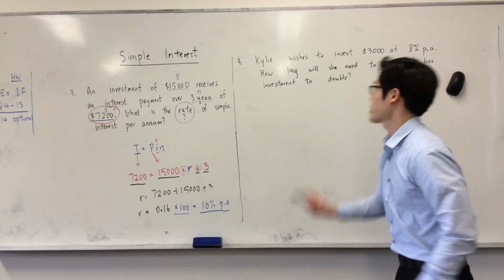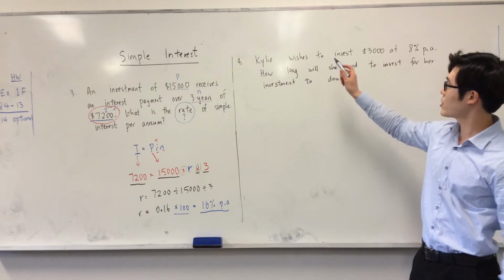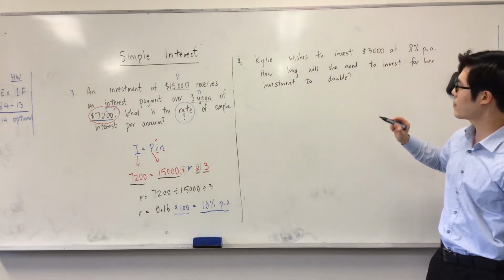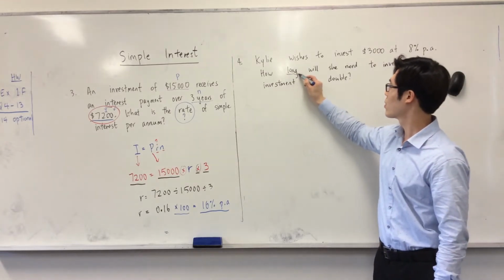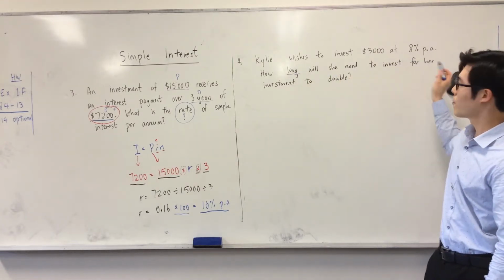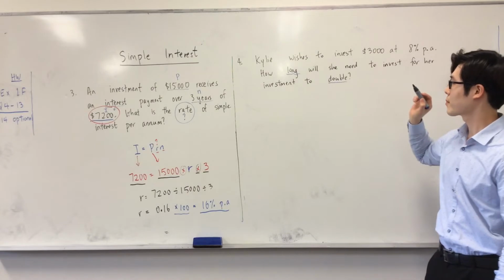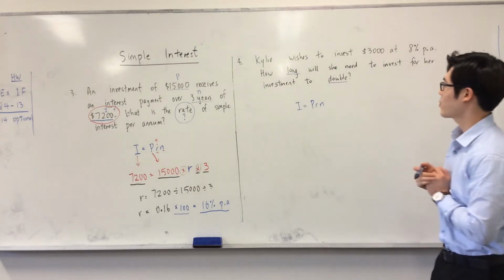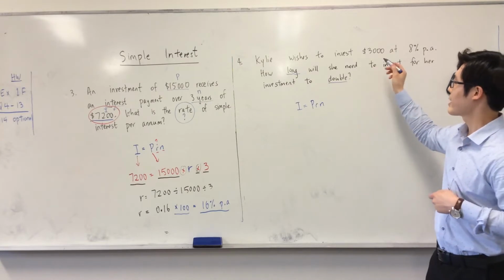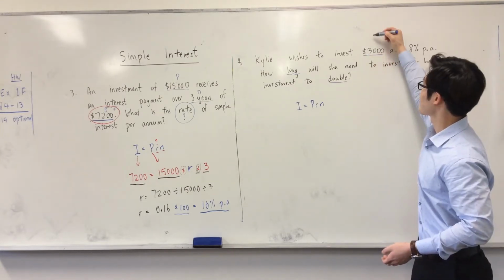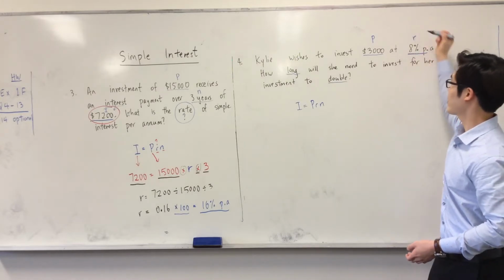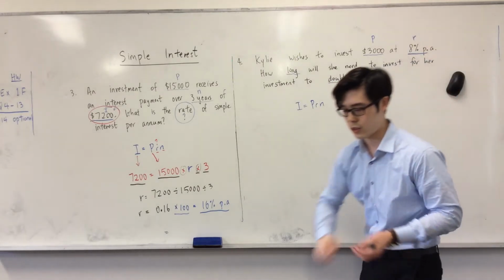Let's look at a tricky question here. So Kylie wishes to invest $3,000 at 8% per annum. How long will she need to invest for her investment to double? Let's just write down the formula. Now let's just label some of the facts that we know. Kylie wishes to invest $3,000. So this is your principal, at 8% per annum. That's your rate. Now how long is the question?